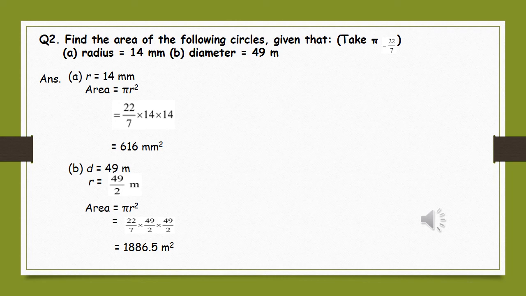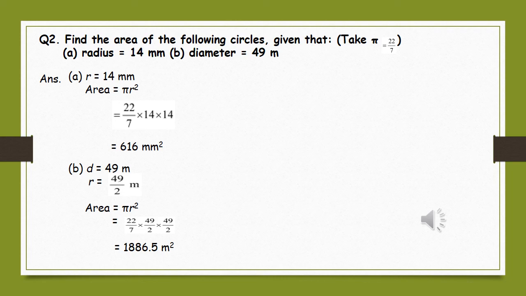We have to note down that in the previous few sums we were finding the circumference, and circumference means the length of the boundary. So, the units were millimeter, centimeter, meter, etc. But here we are multiplying r into r, radius into radius. So, we are multiplying millimeter into millimeter. So, the unit of area has become 616 millimeters square.